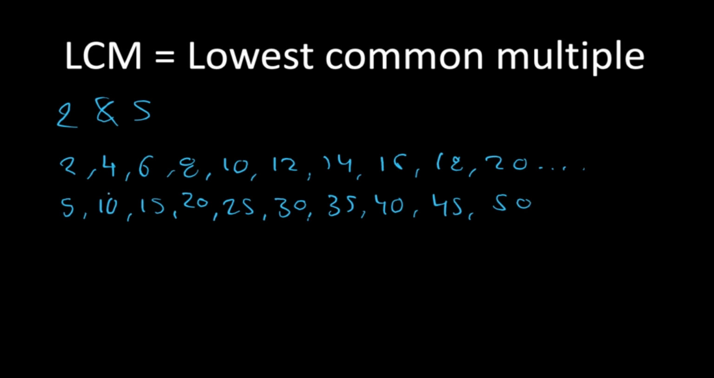Now you would look at the multiples of 2 and the multiples of 5, and find the lowest number that is in both lists. So in this case, 10 is the lowest common multiple because it's the lowest number that is found in both multiples of 2 and 5. 20 is also a common multiple, but it's not the lowest. 10 is the lowest. 20 is the next one.